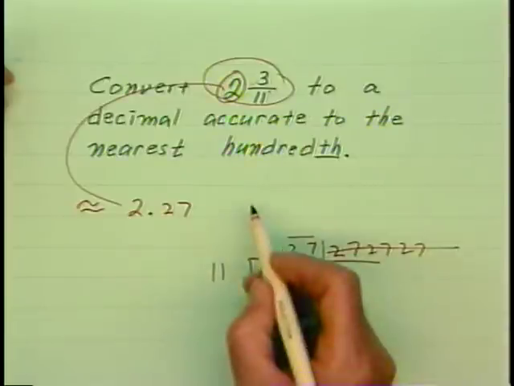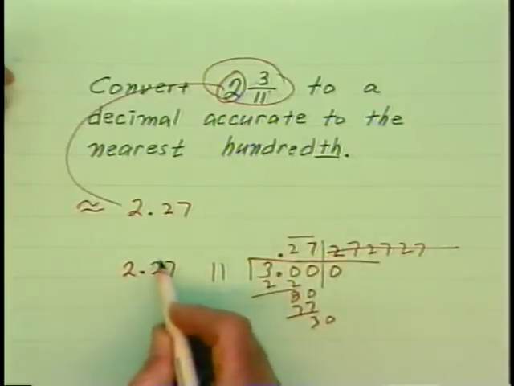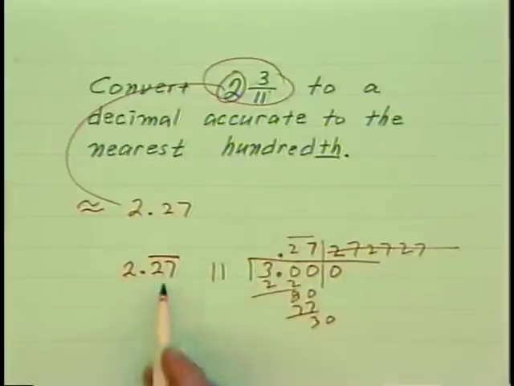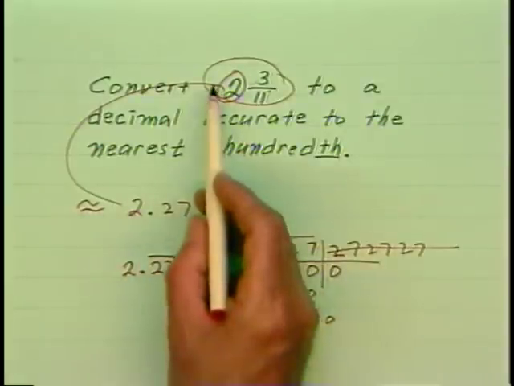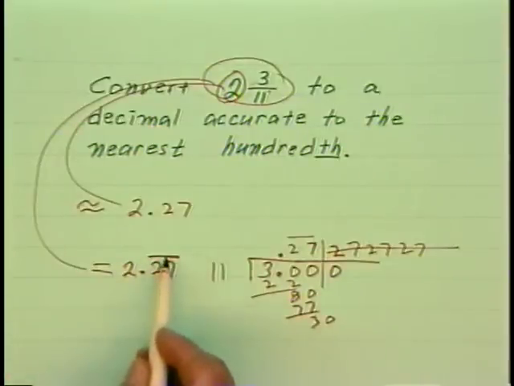2.27. If, however, I were to say this, 2.27 with a bar over it, where now we understand that the bar means to go on with this pattern forever, then we can say more than being approximately equal. We can say it's exactly equal. So that's a convenient notation, isn't it?